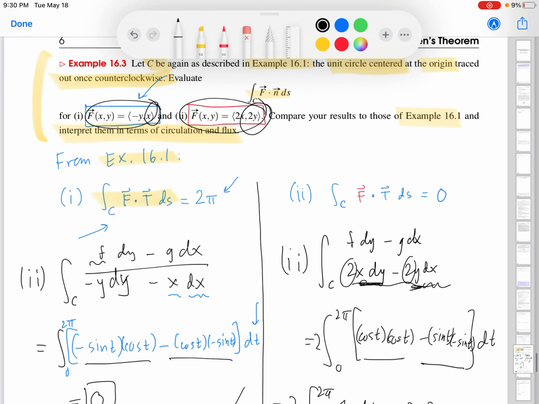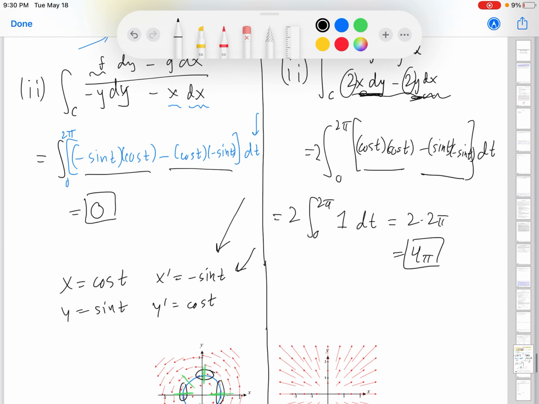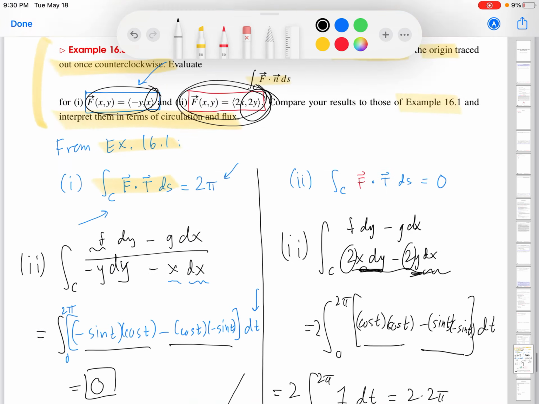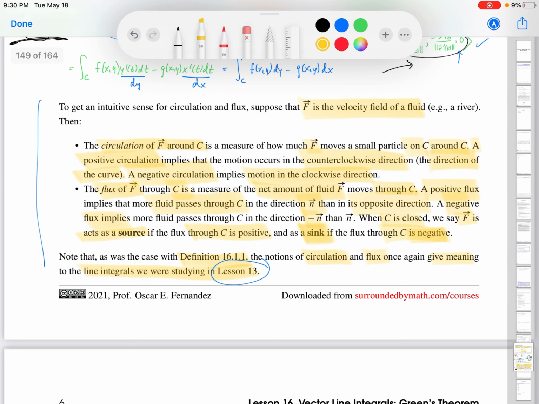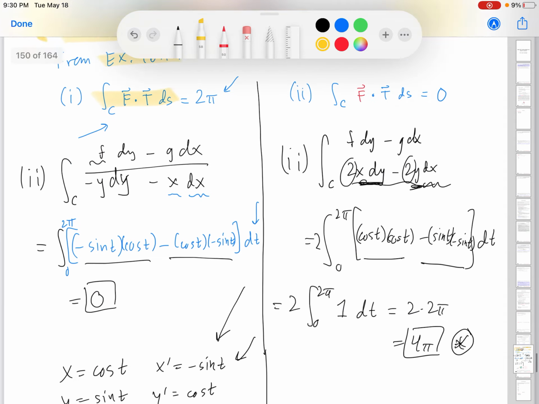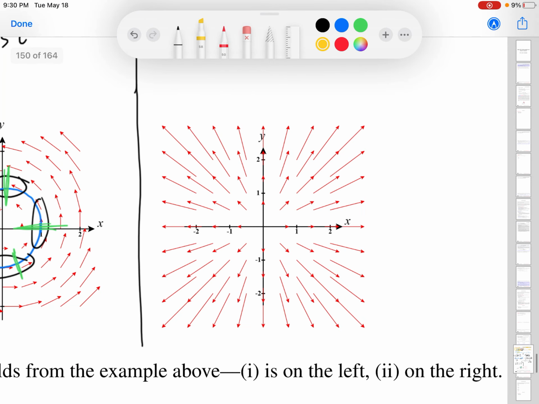So as expected for this other vector field, I have a non-zero flux. Moreover, I have a positive flux. So this tells me, if we go back to our interpretations, that the vector field f is acting as a source because the flux through C is positive. A positive flux means that there's more fluid passing through C in the normal direction than in its opposite direction.